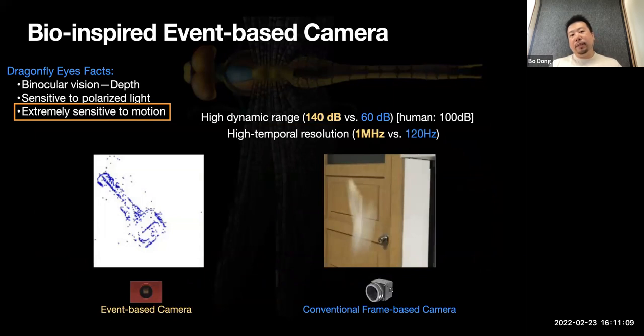Another key feature, which is closely related to dragonfly eyes because they are extremely sensitive to motion, means they have very high temporal resolution. Actually, the measurement rate for an event-based camera can easily reach 1 million hertz. A regular frame camera is normally 120 hertz. Of course, a high-speed camera can also reach 1 million hertz.